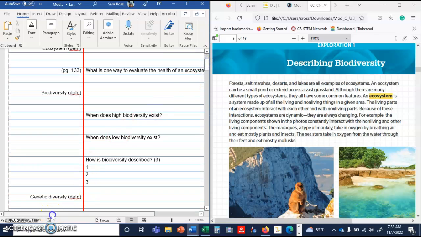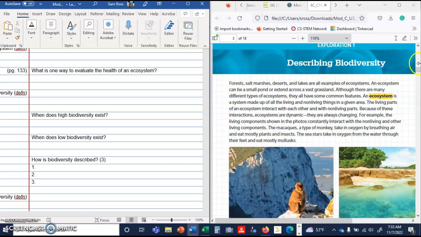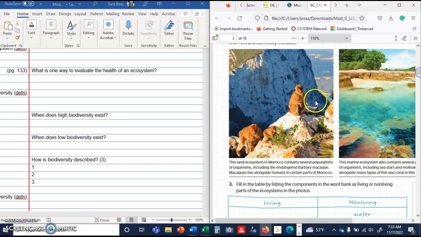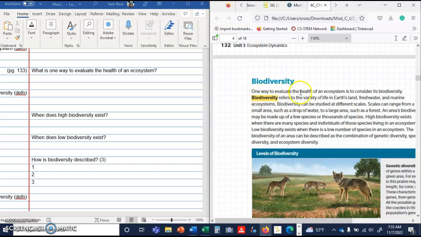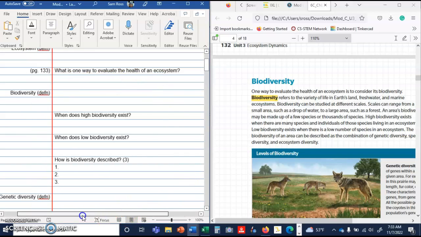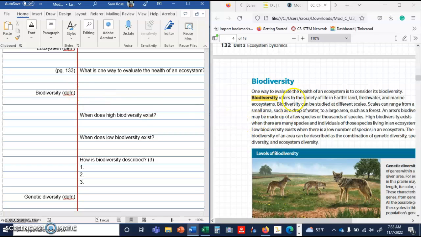What is one way to evaluate the health of an ecosystem? And that's on 133. So I believe we're on 132. Look at that little guy. And I think this is 133. One way to evaluate the health of an ecosystem is to consider its biodiversity. So what I would write is consider its biodiversity. Okay. And the definition of biodiversity is the variety of life in Earth's land, freshwater, and marine ecosystems.